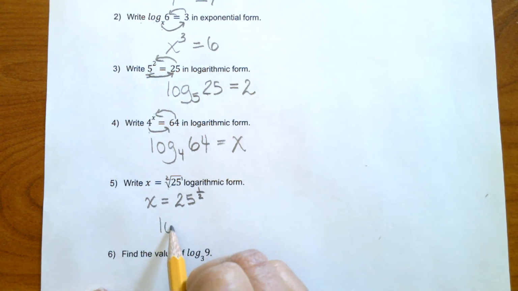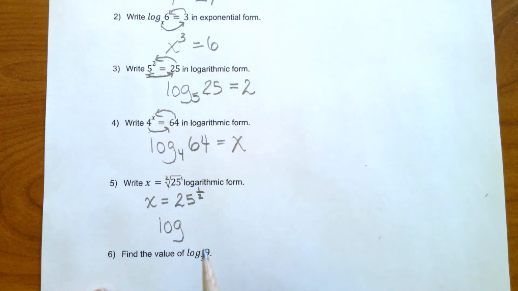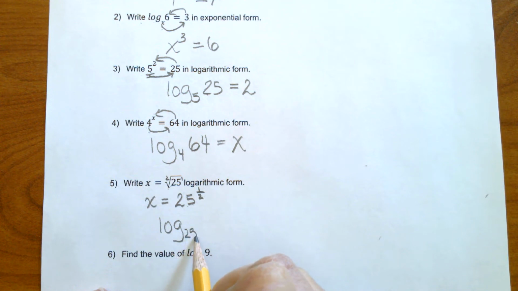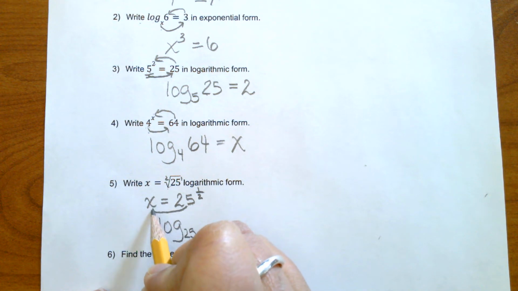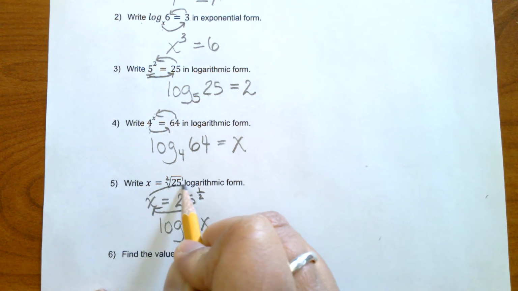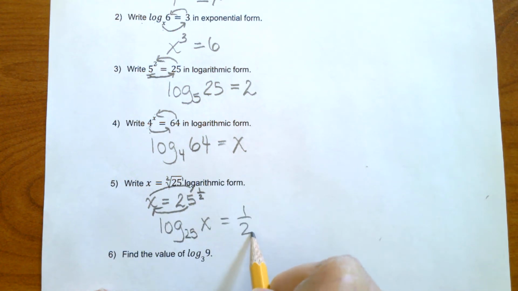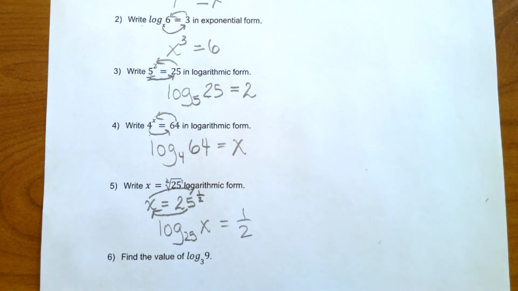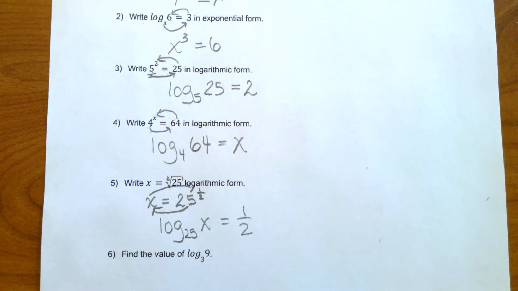Then logarithmic form, log. All right, now what's your base? Because it's on the other side now. Remember, so this one was on the left side. Now we're on the right side. It's okay. Find your big number. Log base 25. It becomes your small number of x equals 1/2. You're still going around the circle, just like that.